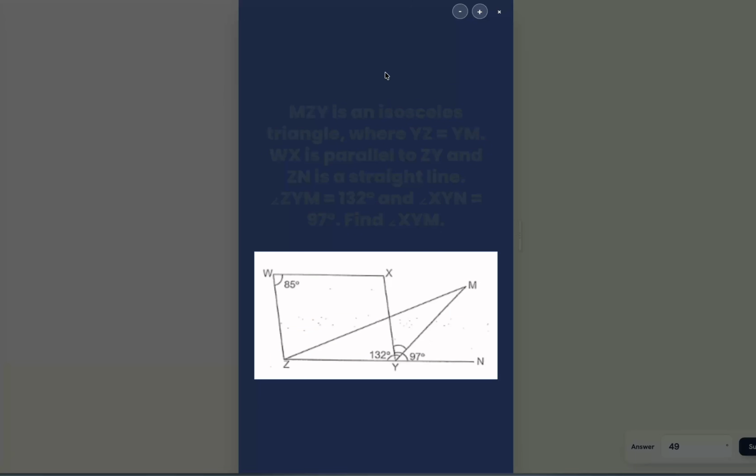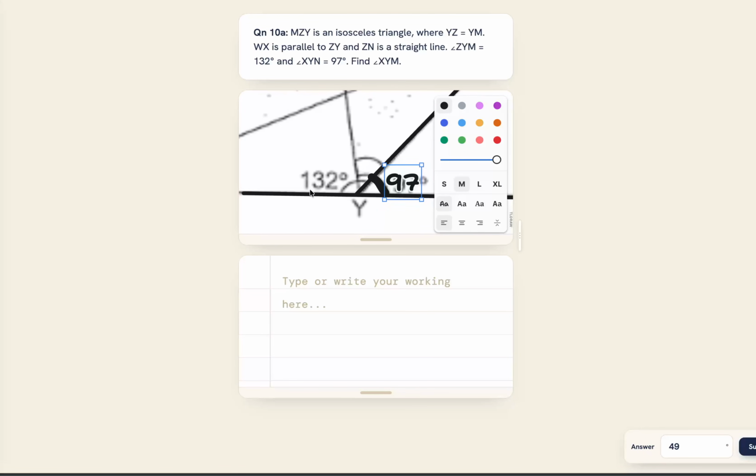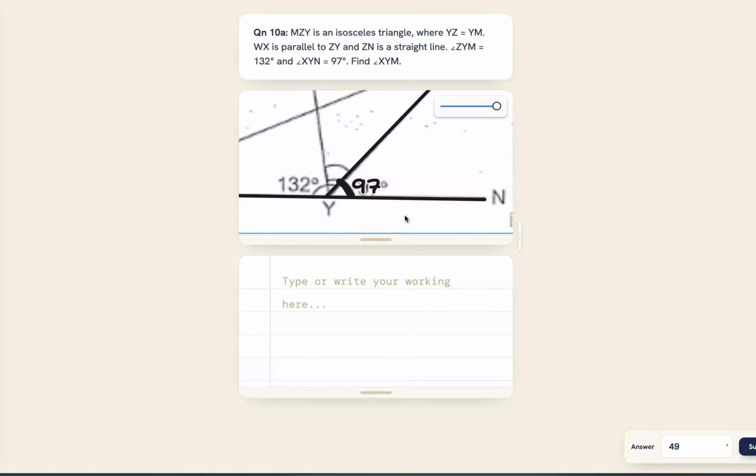Question 10, part A. MZY is an isosceles triangle where YZ is equal to YM. WX is parallel to ZY and ZN is a straight line. Angle ZYM is equal to 132 degrees and angle XYN is equal to 97 degrees. Find angle XYM. If you find this a bit confusing, you can draw on another part of the worksheet, and draw one angle at a time. I'm going to just make this worksheet a little bit invisible.